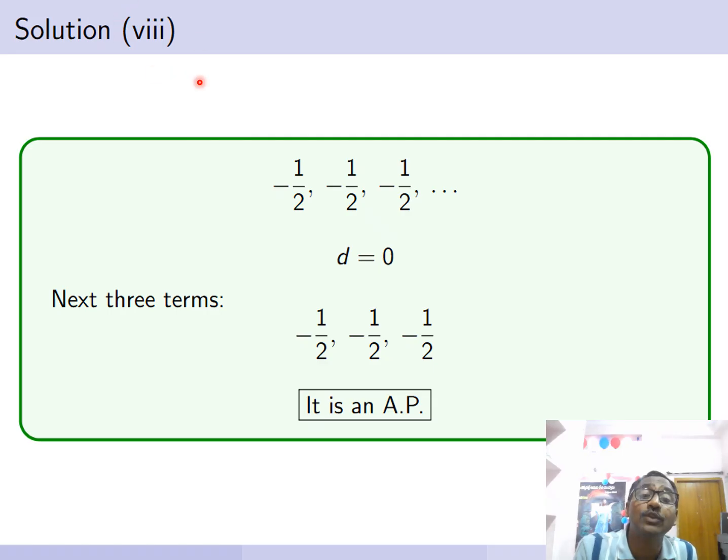Next, solution for eighth one: minus 1 by 2, minus 1 by 2, minus 1 by 2 and so on. What is the common difference here? A2 minus A1 gives 0, A3 minus A2 also gives 0, because all the terms are same. So common difference will be 0. So this is an AP, an arithmetic progression. You are adding just 0 to the previous term and you are getting the next term. So 0 is a fixed difference here. So it is an AP.